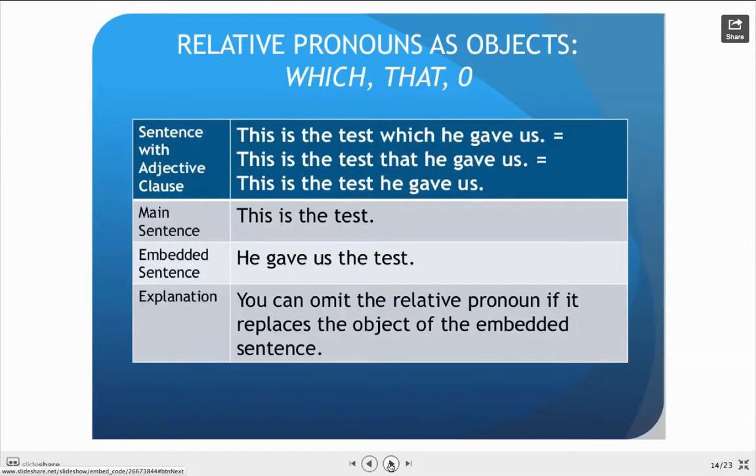And the reason why is that here is your embedded sentence. He gave us the test. This is the object. And when I embed this into the sentence, okay, the which and the that is talking about the test, the object of the embedded sentence, and that's why I can leave out the pronoun and say, this is the test he gave us.